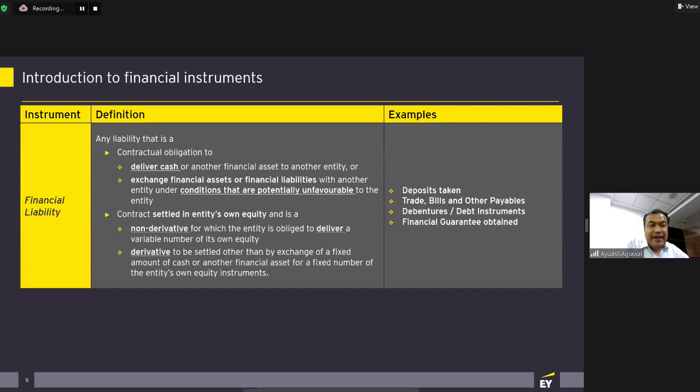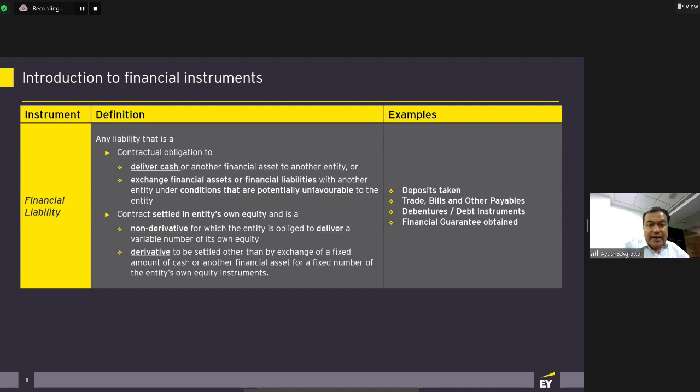Another aspect of the definition is if the company has entered into any contract which will be settled into entity's own equity. Now, what is this? Let's spend some time on this. Any contract will be settled in entity's own equity and is a non-derivative for which the entity is obliged to deliver a variable number of its own equity.